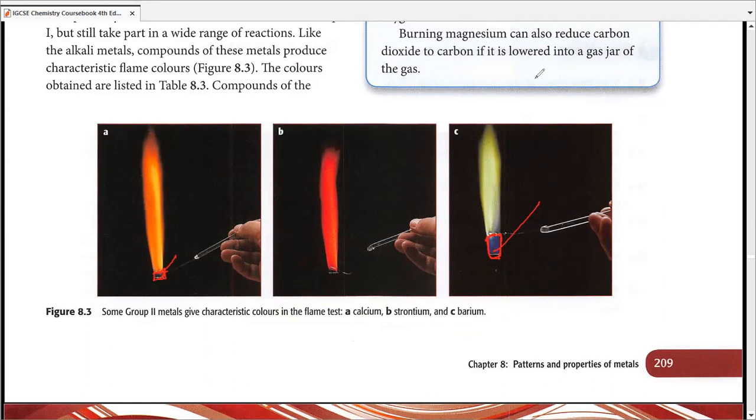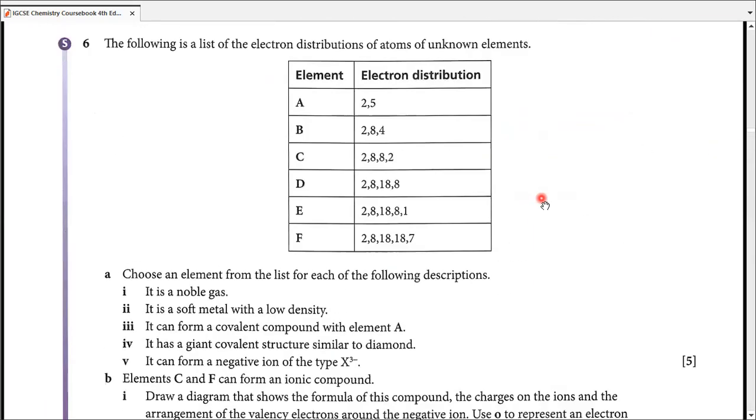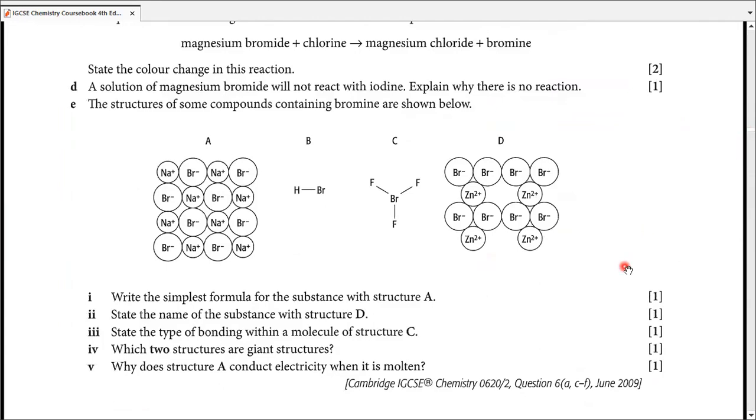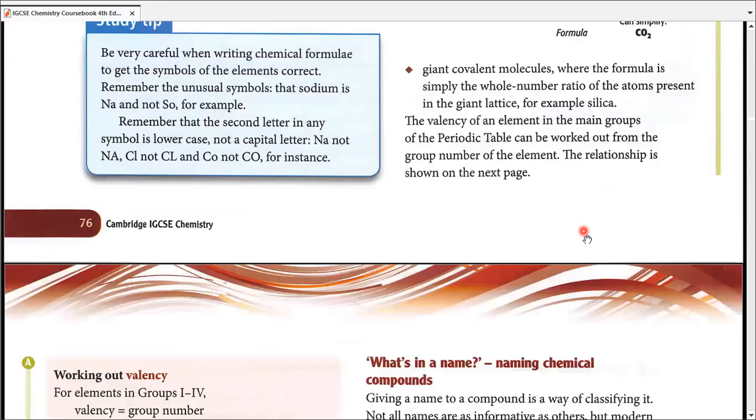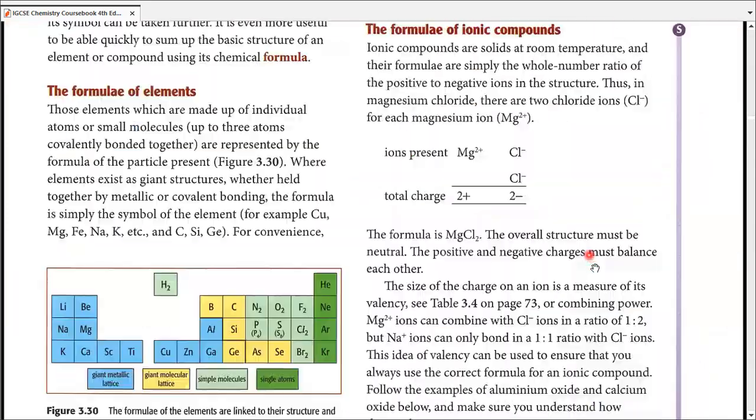The flame colors are just there for you to memorize, and usually that is a 1 mark question in any of the papers, be it paper 2, 4, or 6. So that's where we complete group 2. I'm going to get back to the chapter we started at, and we're going to start discussing group number 7.